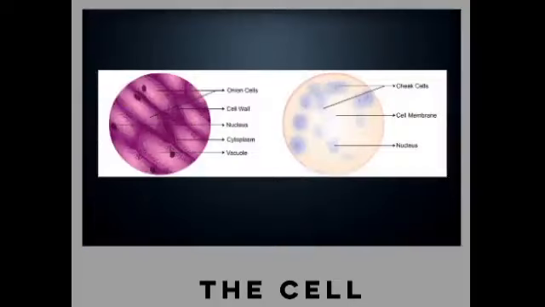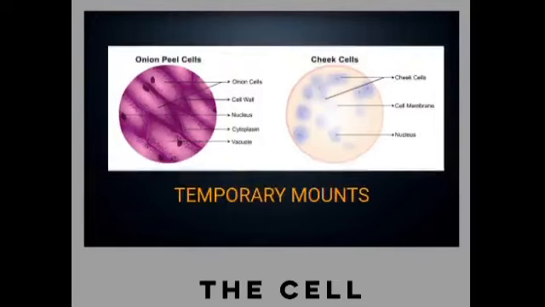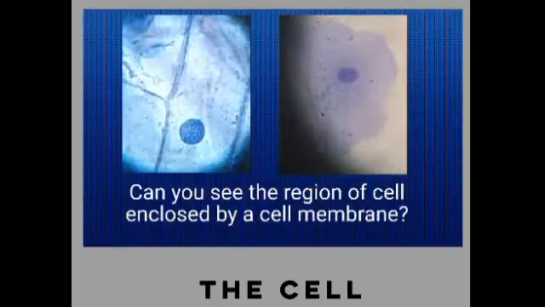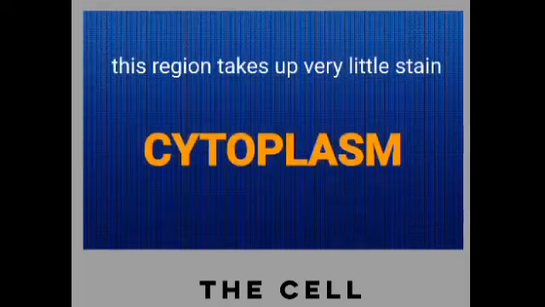Take a look at the picture on the screen. They are temporary mounts of onion peel and cheek cells. Can you see the region of each cell enclosed by a cell membrane? This region takes up very little stain. It is called the cytoplasm.